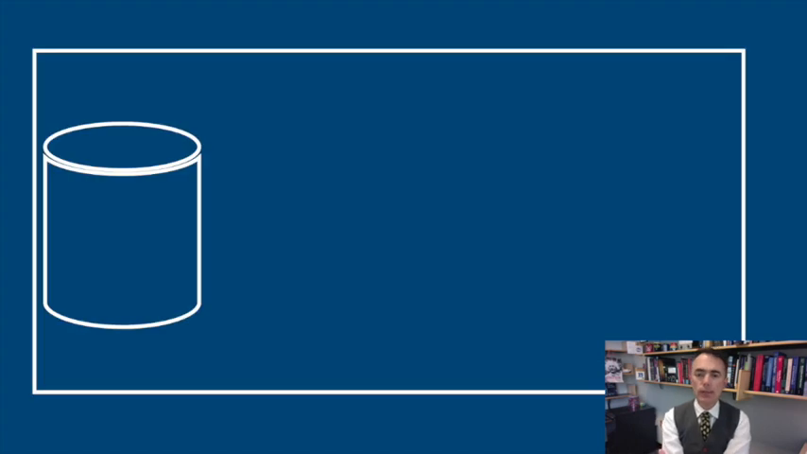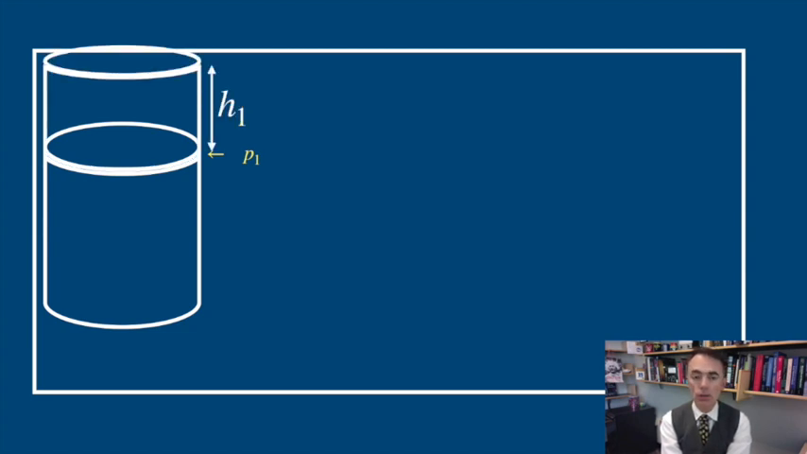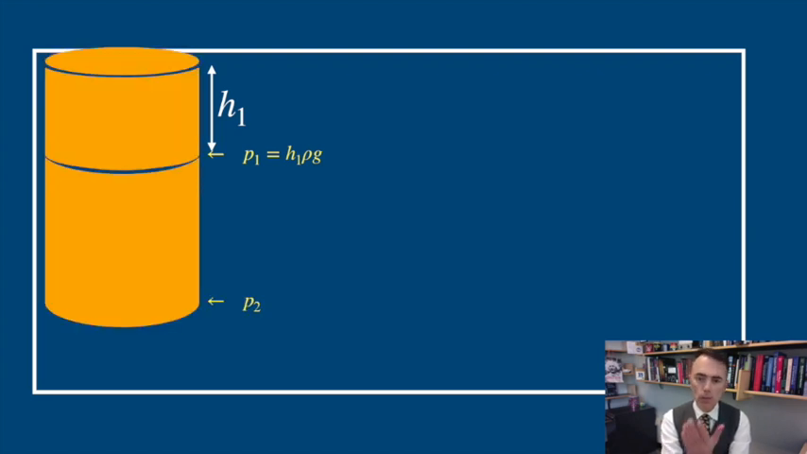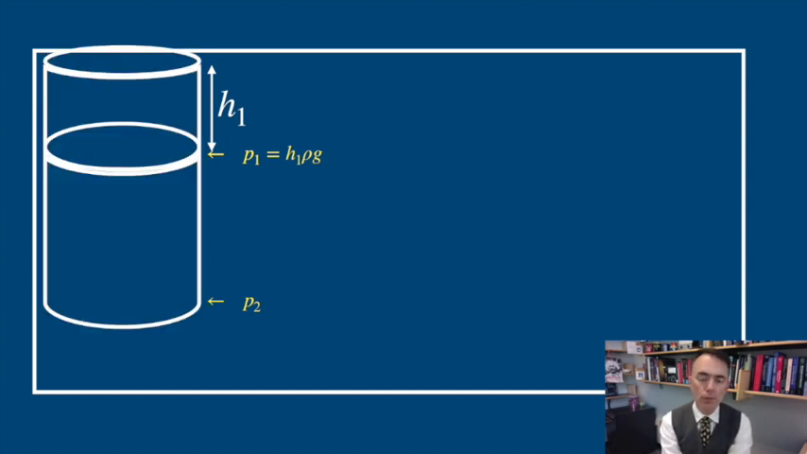Consider an imaginary cylinder of water in a big tank of water. The top of the cylinder experiences the pressure due to the amount of water above the cylinder. The bottom of the cylinder experiences the pressure due to that same amount of water plus the water of the cylinder itself. What is the force difference here?